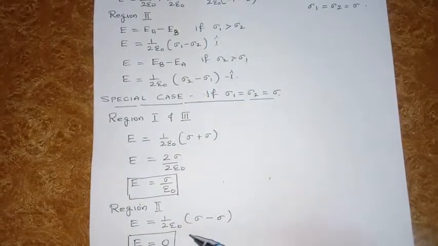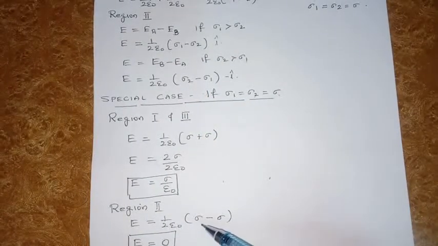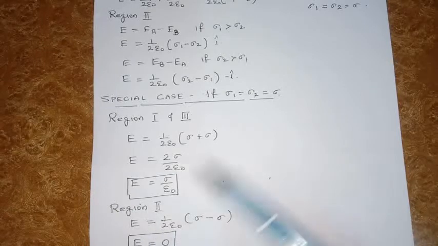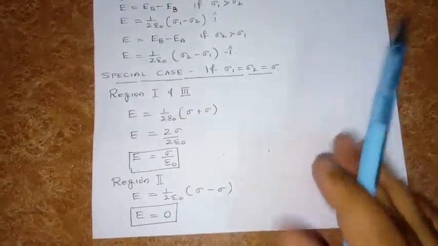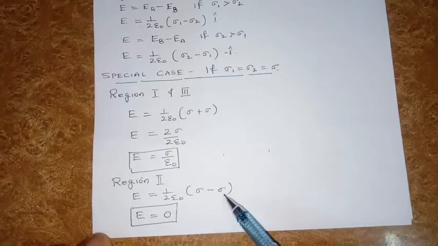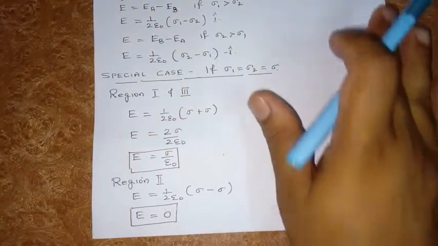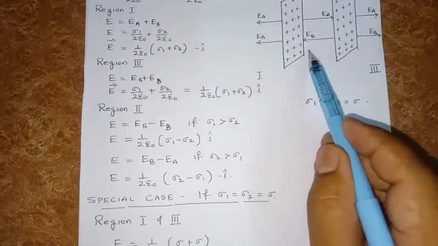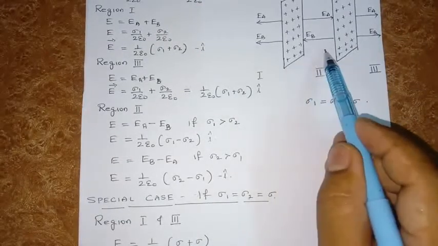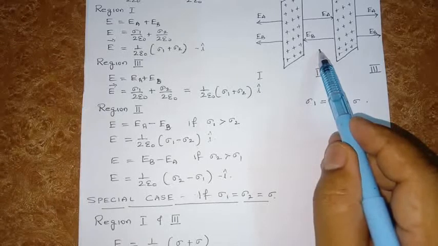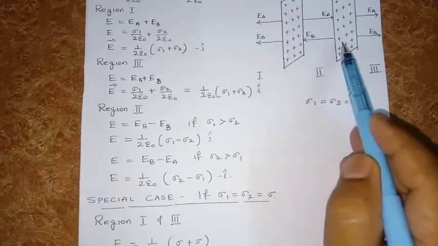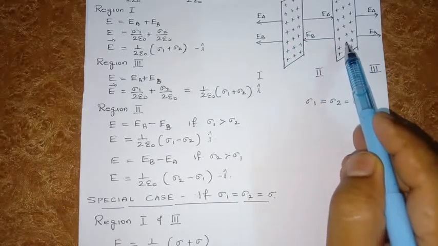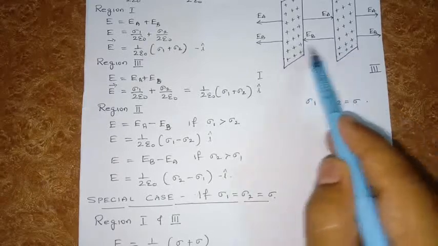Here, none of them are greater. Sigma 1 is equal to sigma 2. Therefore, the net electric field will be 1 by 2 epsilon 0 into (sigma minus sigma), that will be 0. So that means the net electric field in this region in between the two sheets of charge is 0 only if these sheets are charged with the same charges and also the charge densities are the same.